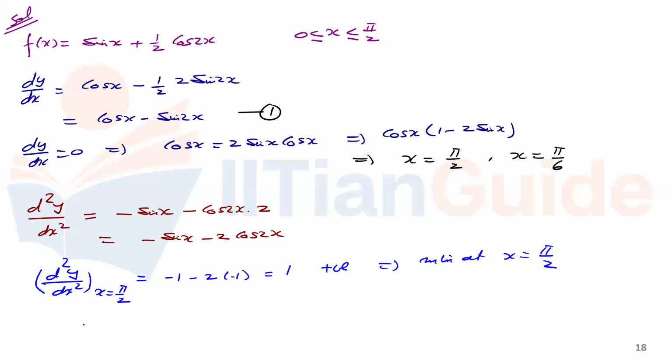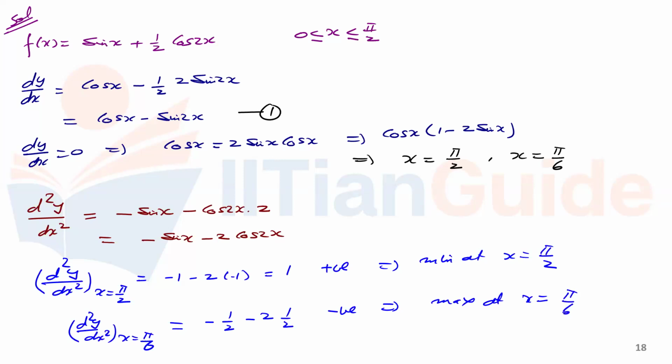I will calculate the value of the second derivative at the point x equal to pi by 6. If I put x to be pi by 6, minus sin of pi by 6, that is half, minus 2 times cos of pi by 3, that is 1 by 2. So basically I am getting a negative value. One point will be maximum, one point will be minimum. Hardly ever does it come as maximum at both points, or minimum at both points. So it is negative, that is maximum at the point x equal to pi by 6.